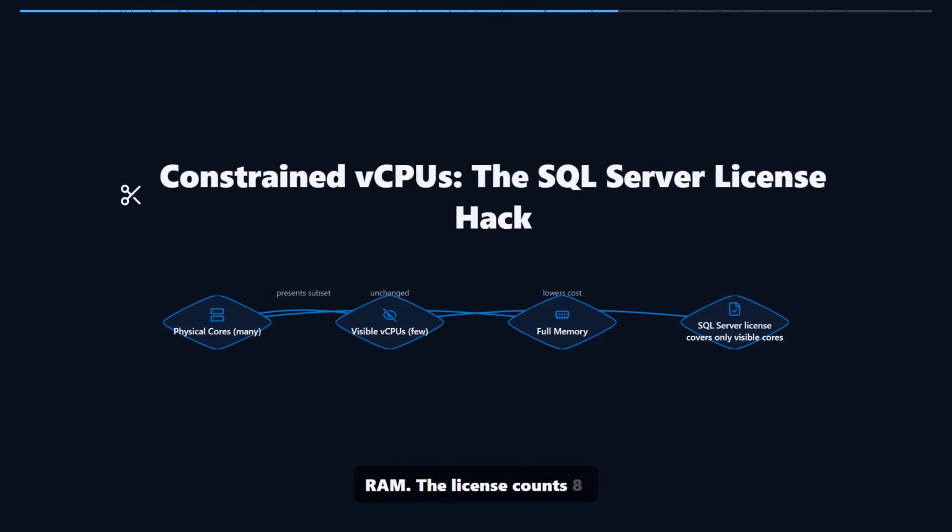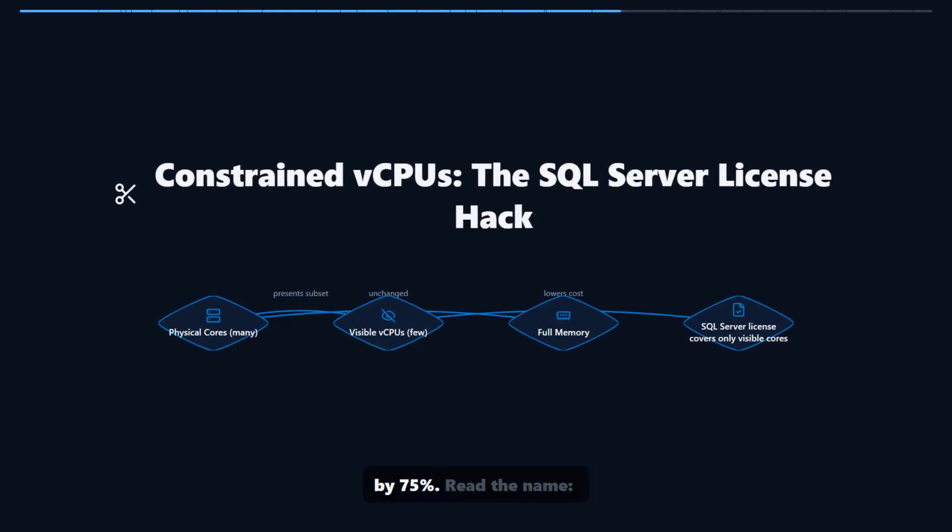The license counts 8 cores, not 32, slashing cost by 75%. Read the name E32-8ads v5. The number after the dash is the constrained vCPU count.